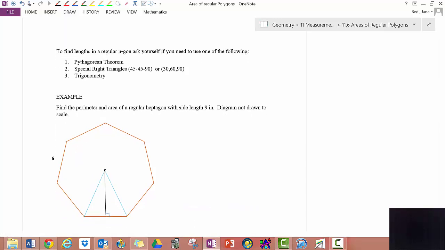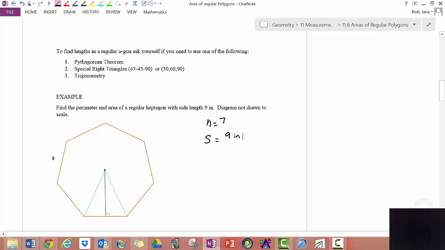Let's look at the first problem. It says find the area of a regular heptagon. Heptagon. How many sides in a heptagon? So I'm collecting my information, and my information is that n equals 7 and s equals 9 inches.